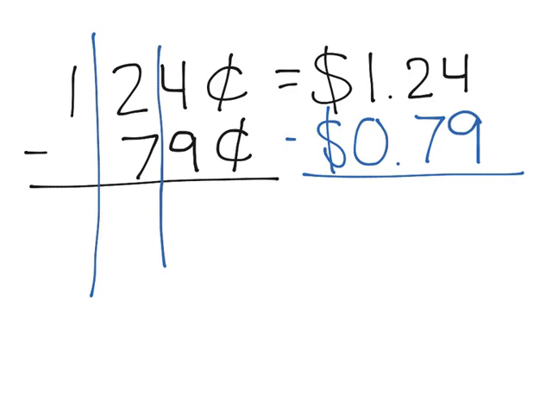So if you have 4 ones, there isn't enough for you to take 9 away from that. So what should you do? Well, you have to ungroup. So you look over at your tens. Fortunately, you have more than one 10. You just need at least one, but you have two. You can take one of your tens, which would leave you with one 10.